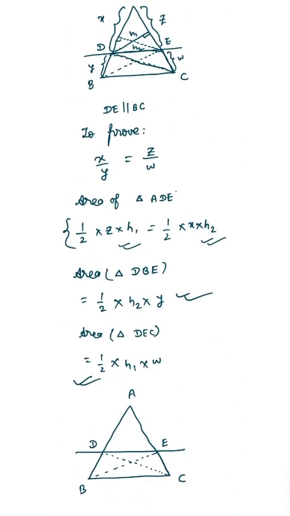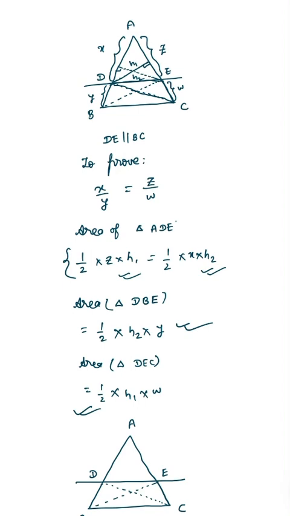So this is what we had to prove, and we proved it, that x by y will be equal to g by w.